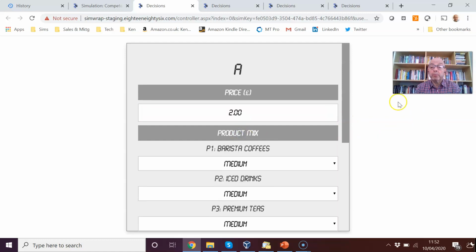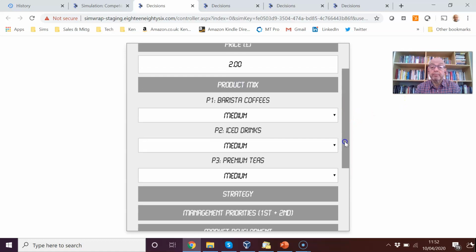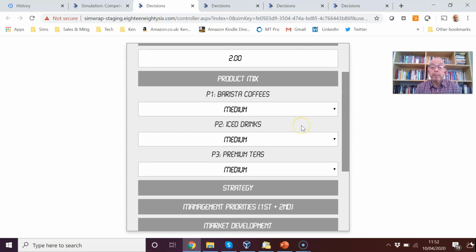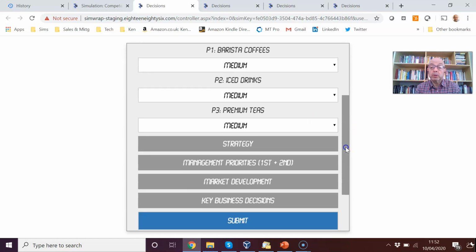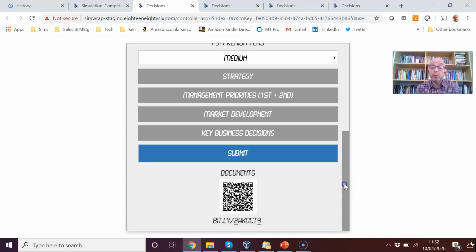I now have the option of picking a product mix. Basically, I've got a marketing budget and I need to spread it across my 3 different product sets. I've got barista coffees, I've got iced drinks and premium teas. And to make this decision, I will have to read the market briefings that are being sent to me. And I also get the market briefings on my mobile device by just clicking here.